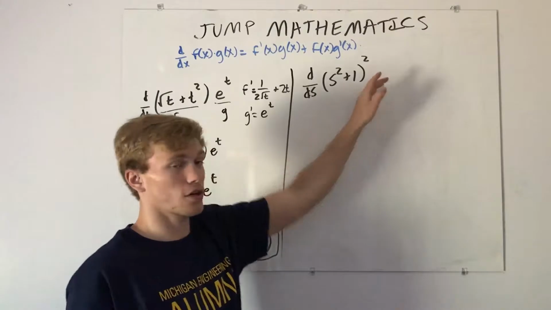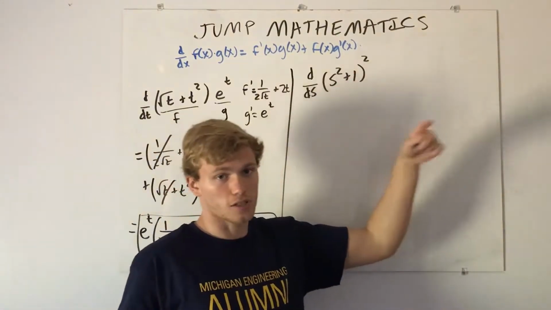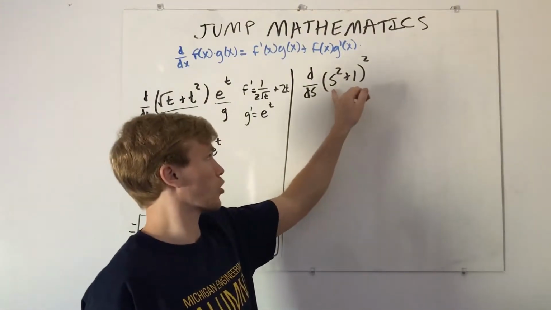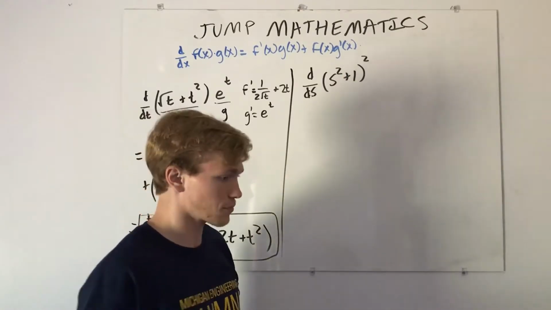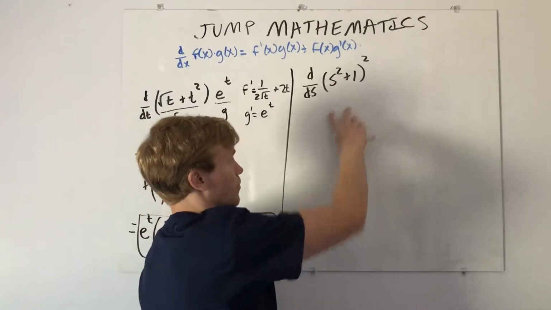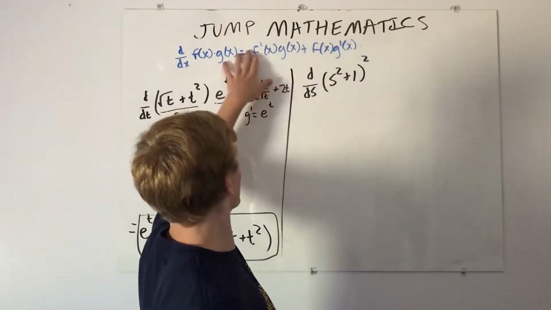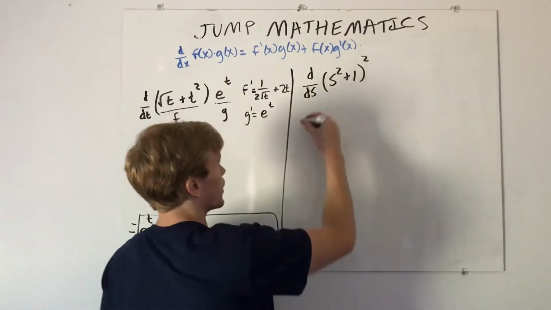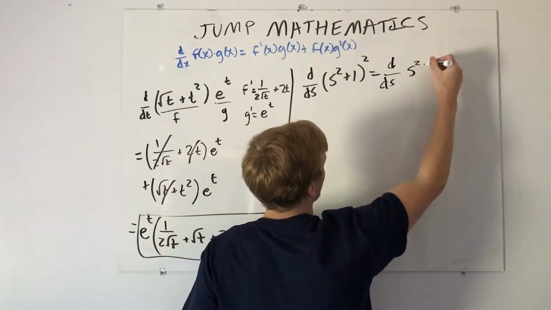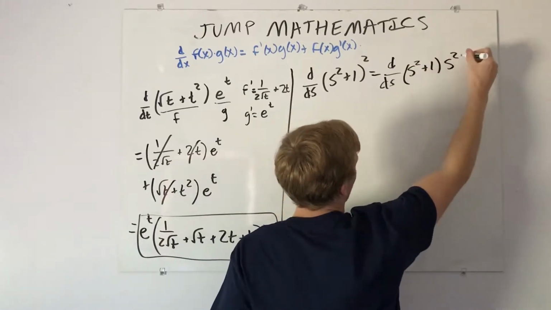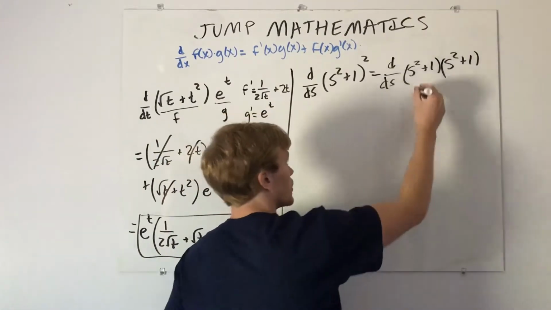So one way that we could attack this problem is by FOILing out s squared plus 1 times s squared plus 1. We'd get a quartic function, s to the fourth. That is one way that definitely could work, and you could use that as a way to check your answer. But in order to leverage the product rule, what we're going to do today is rewrite this as, of course, d by ds of s squared plus 1 times s squared plus 1. Then it's obvious which function we want to use as our f and g.